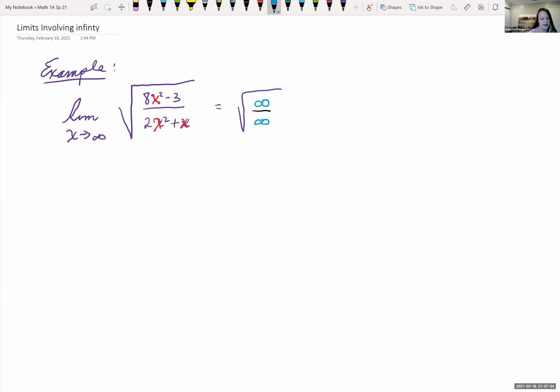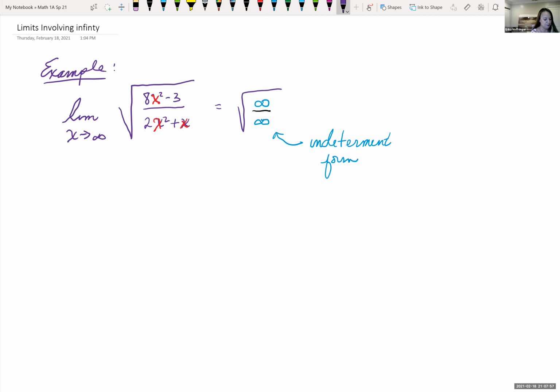And so we get this infinity over infinity, and the square root of that. This is an indeterminate form. This doesn't tell us anything. We have to go back and manipulate this. So we don't know if the limit exists or not and where it's going. And so let's go back and use rules of limits.